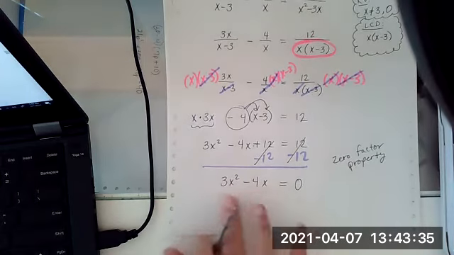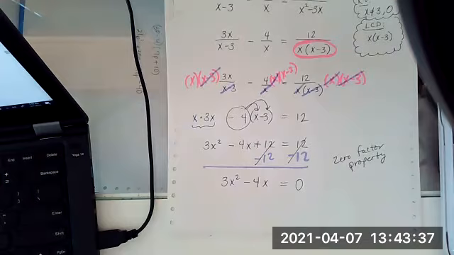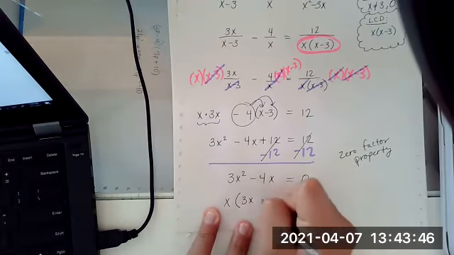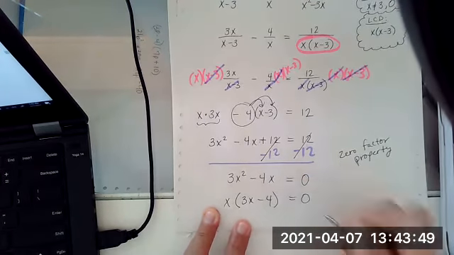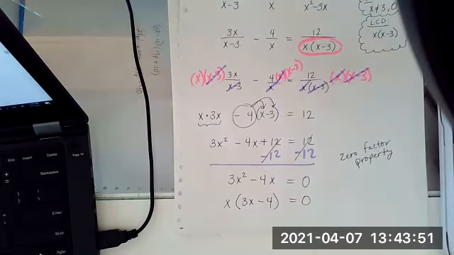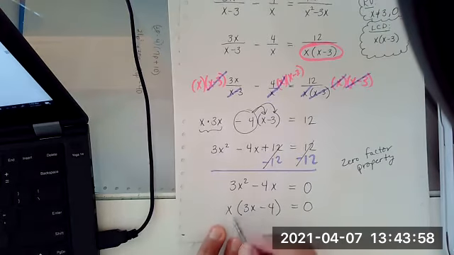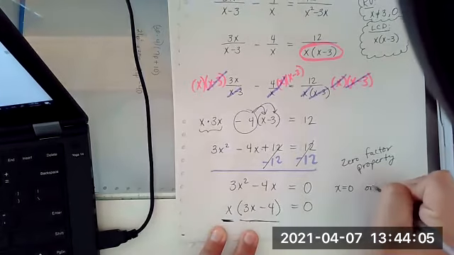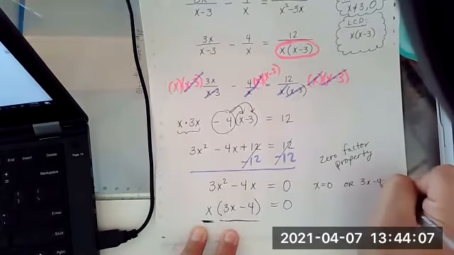Looking at this expression, is there something that we can factor out here? Do they have a common factor? An X? Yeah, they have an X. So let's factor out the X. And we have 3x minus 4 left over. Since we factored this, the zero factor property says that either this thing is 0 or this thing is 0. So either x is 0 or 3x minus 4 is equal to 0.